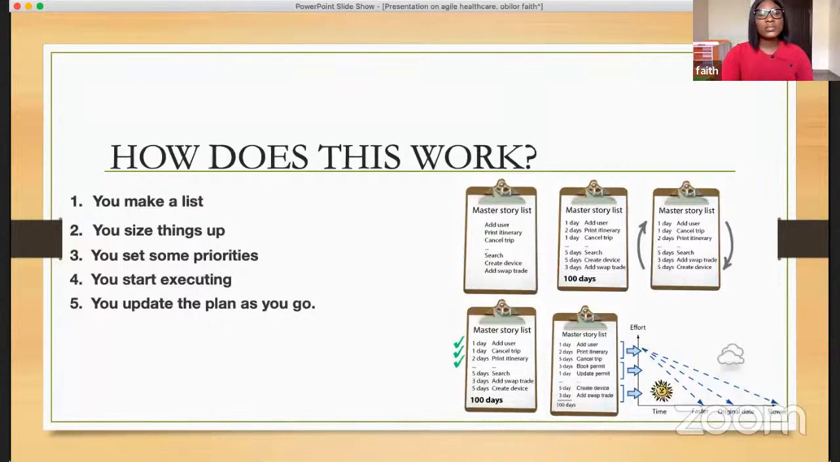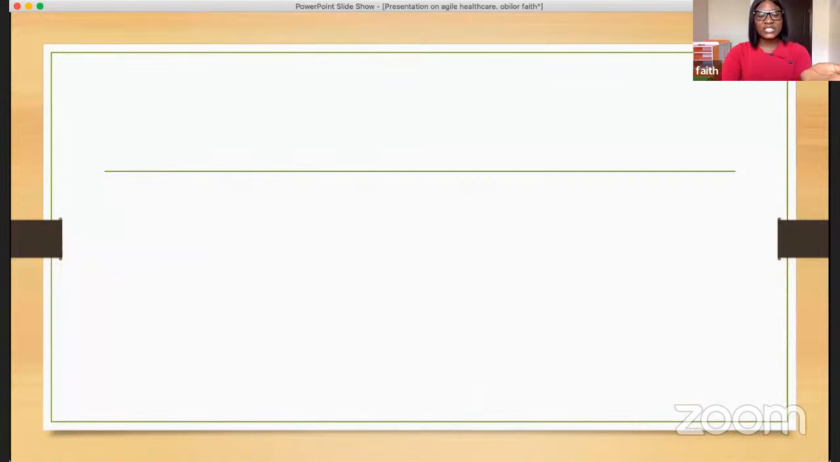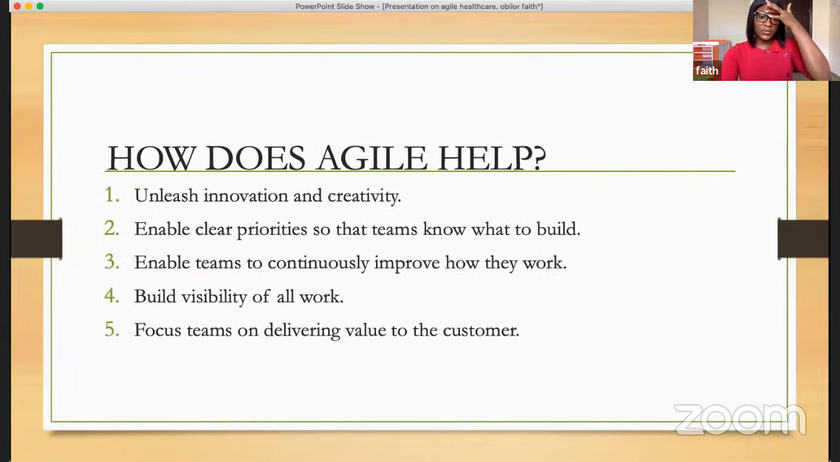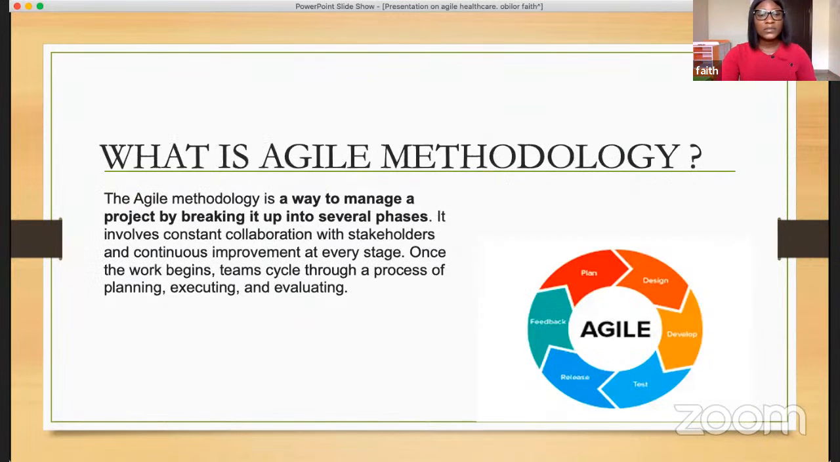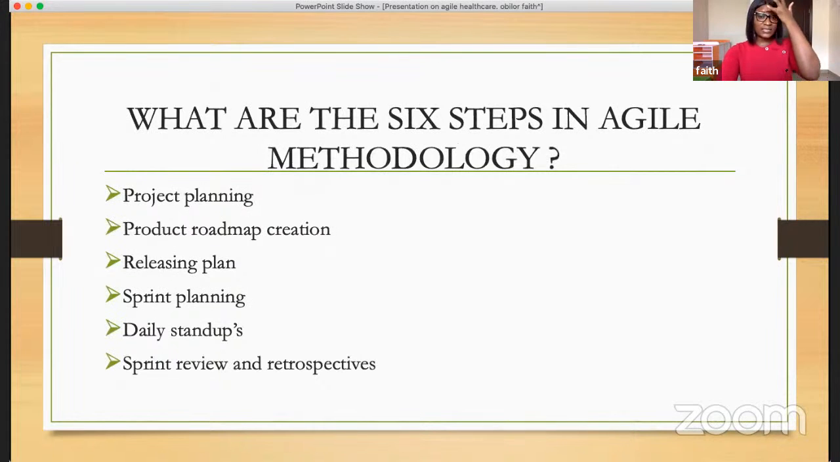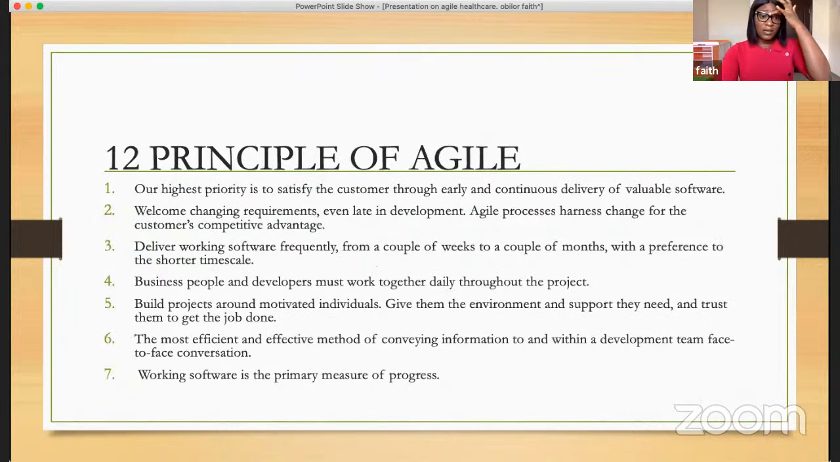I'll be talking about how this works. I generally explained how it works for the tech; as a project manager, how it works. So I'm going to talk about how we're going to implement this Agile in the healthcare system, basically. I'll be using the 4 Agile values and the 6 steps in Agile methodology in the healthcare system.